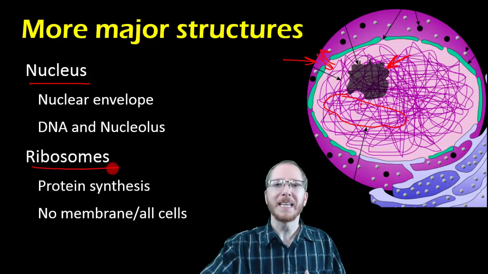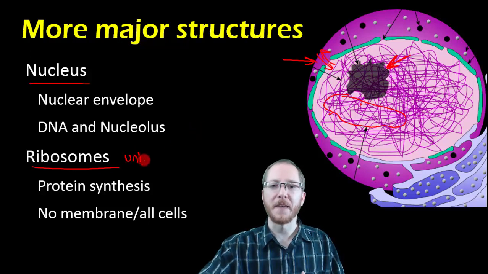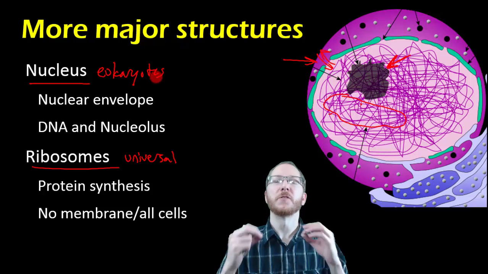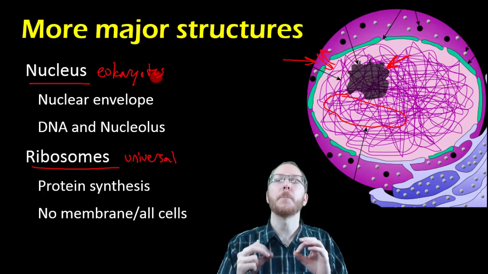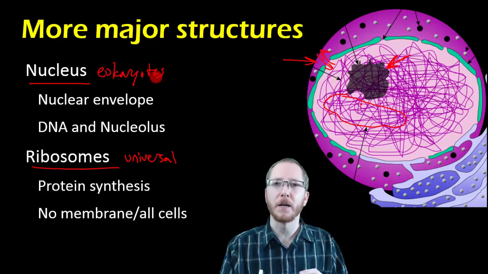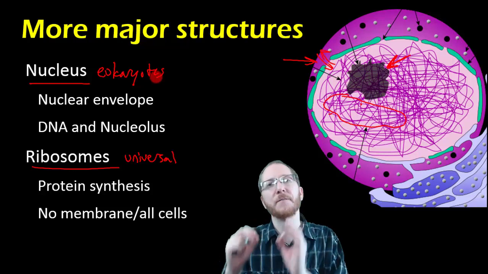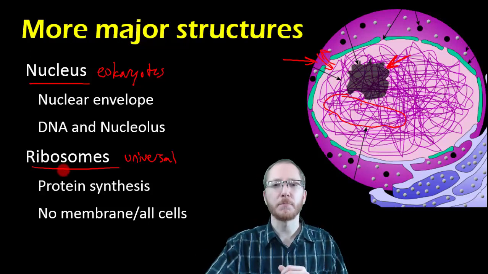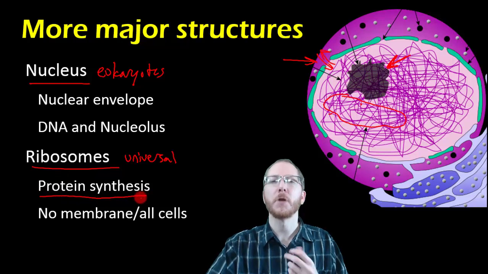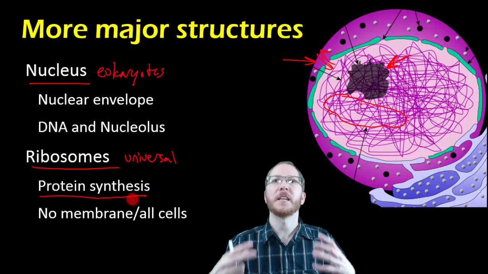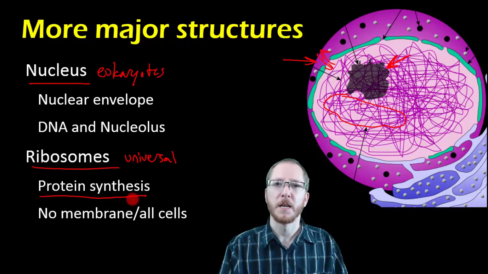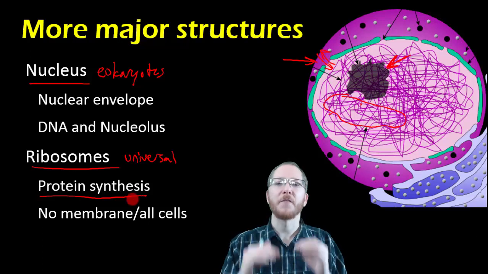And ribosomes are going to be a universal guy. This is something that all cells have. This is not going to be like the nucleus, which is specifically for eukaryotes. Everything's going to have ribosomes, because ribosomes are what help you take the code from your DNA, your genetic code, and convert that into proteins. Their job is protein synthesis, to make proteins. And all cells are going to need these proteins to function. So all cells will have ribosomes.